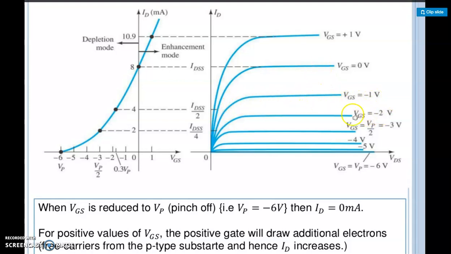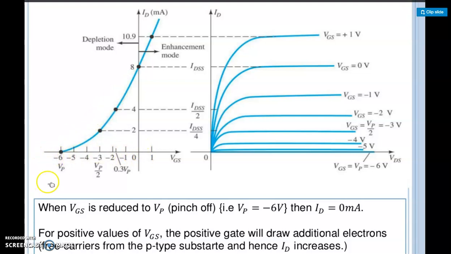If VGS still increases, one more curve is going to appear here, and its ID is still lesser. So as you go on increasing the VGS in the negative direction, you are going to have a smaller amount of ID flowing. And this is your transfer characteristic, and in the transfer characteristic we are going to plot ID versus VGS. And we have seen now that VGS is applied with 0 volt or negative volt.